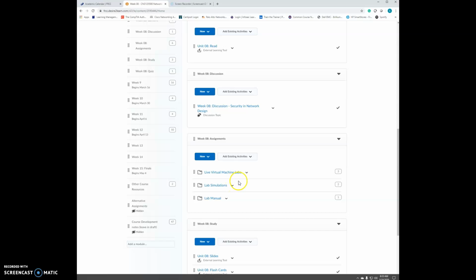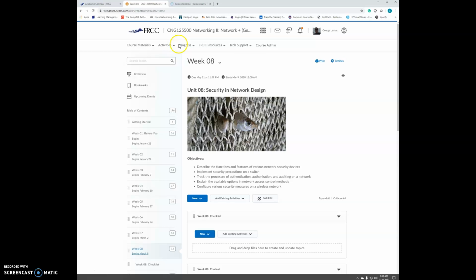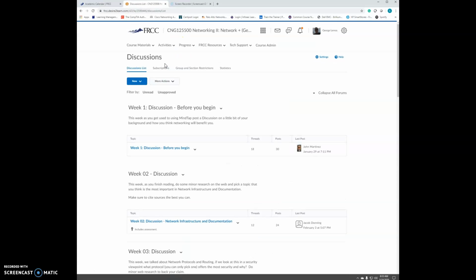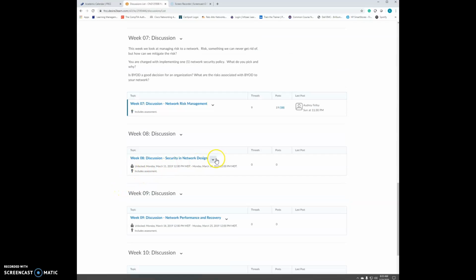This week I'll post a different discussion and make sure that is available. I'll try to find something that fits how to build a more secure network. Maybe what the SSID should be, and we'll take a look at that kind of stuff.